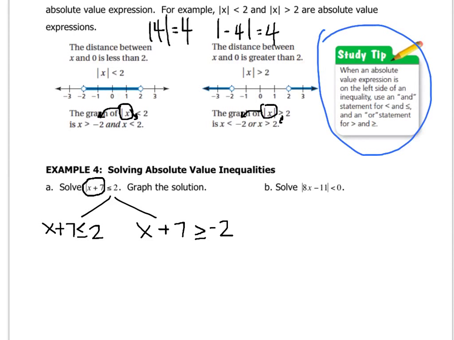I want you to look at the difference between the original question and the inequalities that we wrote. We've taken this inside of the absolute value. We've said this value either represents positive 2 or it represents negative 2. And when we changed the sign, we had to flip the symbol. So let's solve them. They're simple one steps. Minus 7.